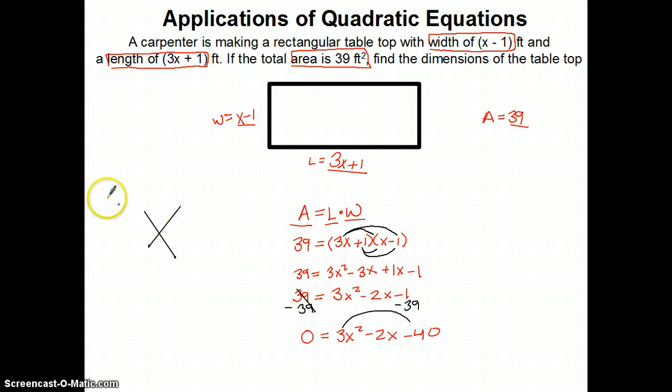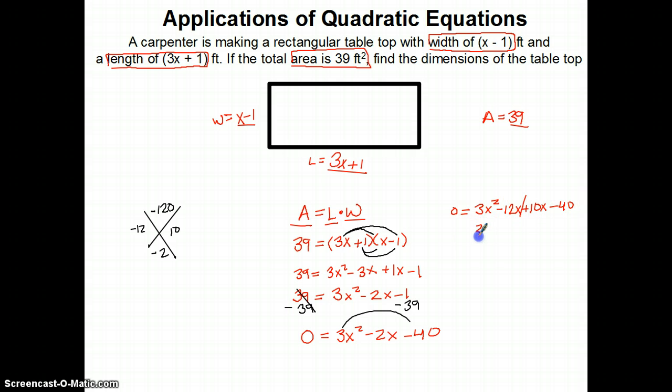I multiply negative 40 times 3 to get negative 120, and I need to add to a negative 2. My two numbers here are negative 12 and positive 10. So since I can factor this, I'm going to go ahead and solve that way. So 0 equals 3x squared, and I'm going to split up my negative 2x as negative 12x plus 10x minus 40.